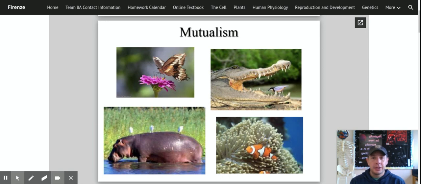So you can see the butterfly gets helped because it gets to eat something, and the flower gets helped because the butterfly goes and pollinates other flowers for it. This is what's known as mutualism. Two organisms helping each other out. Pretty cool.